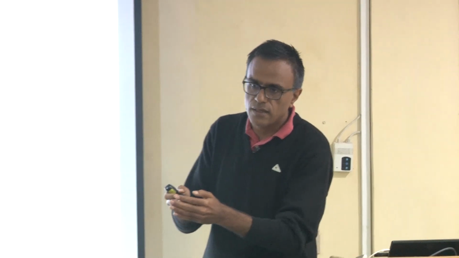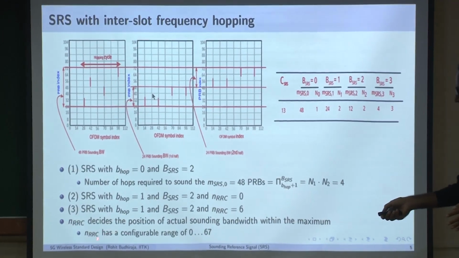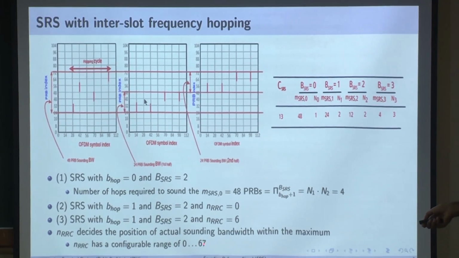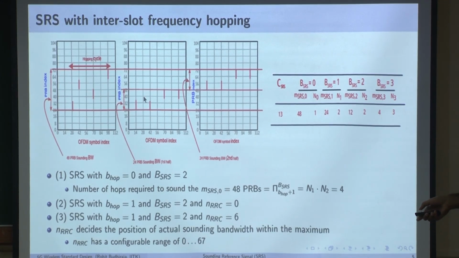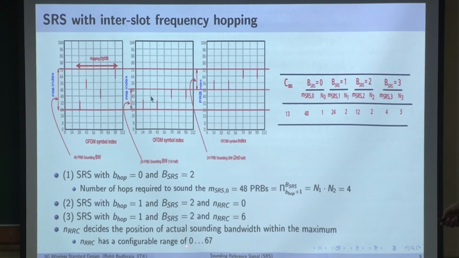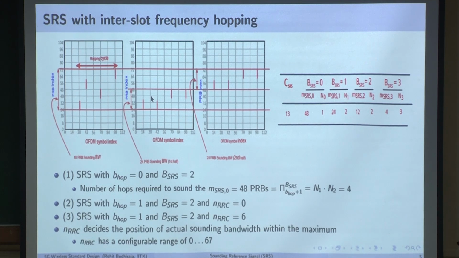Now let's move on to see how multiple ports can be sounded out using the SRS, but before that, this was missing. NRRC has a configurable range of 0 to 67, because why? The offset can go up if the complete bandwidth is being sounded out. So what is the maximum number of PRBs which can be sounded out together? 68 into 4, 272, that's the number which was there. So it has a range like that.